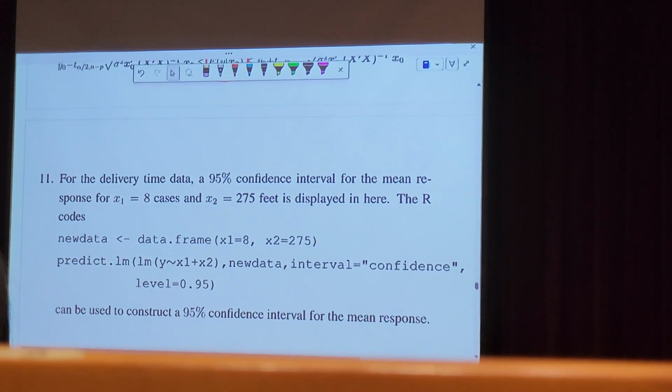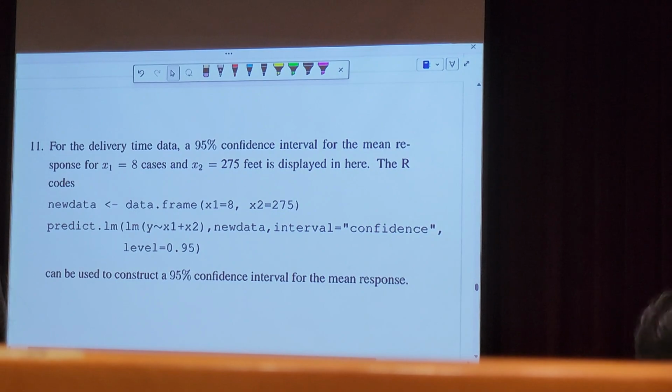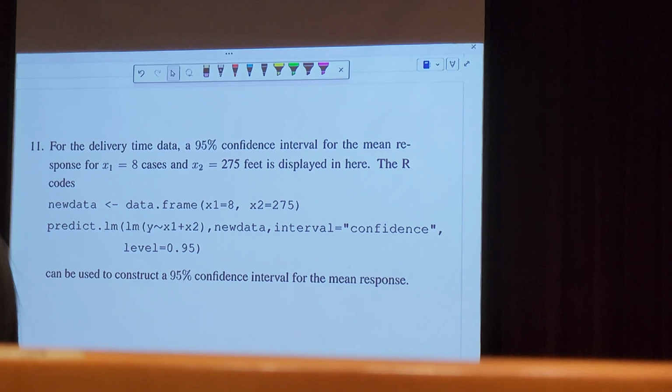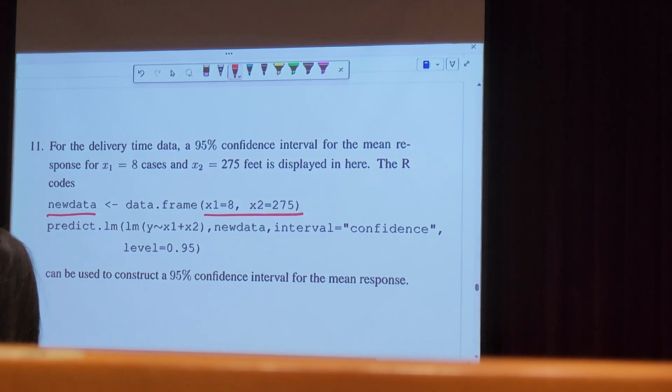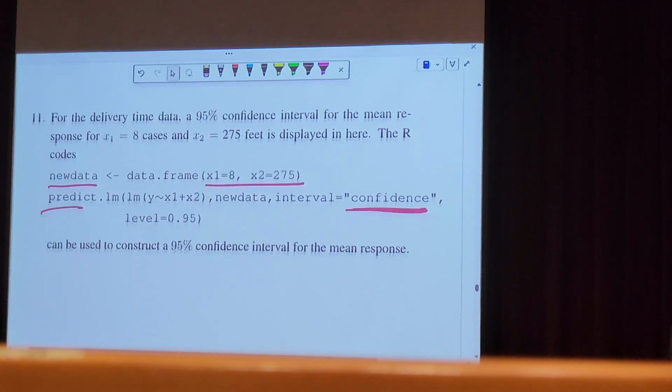So let's look at the delivery time data. I want to construct a 95% confidence interval for the mean response, the mean time to complete the job, if I'm delivering 8 cases and the distance is 275 feet. So what you need to do is create new data with this set of regressor variable values, and then use predict, and then say you want a confidence interval, and you'll be able to get it.